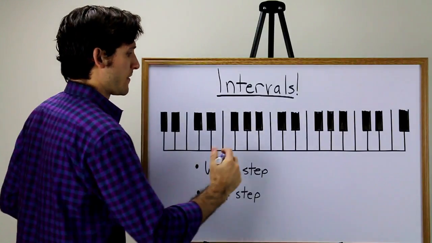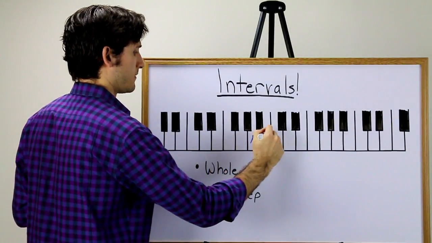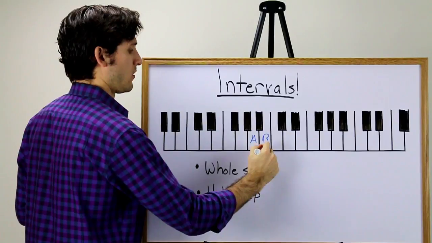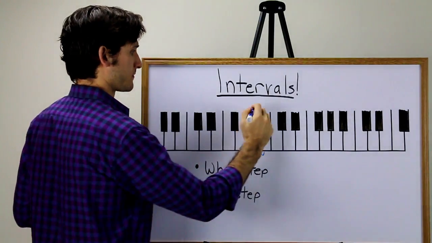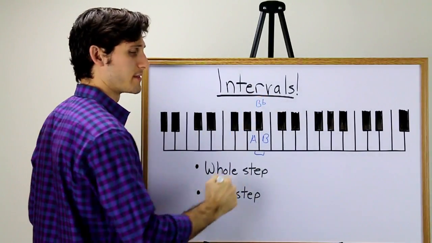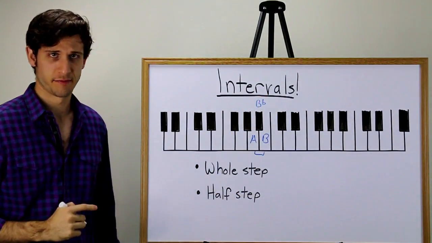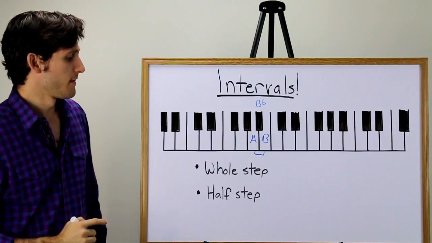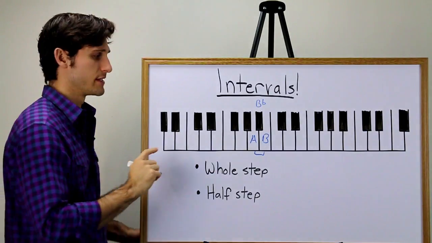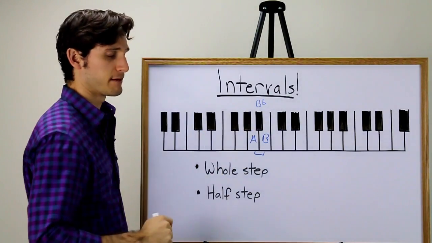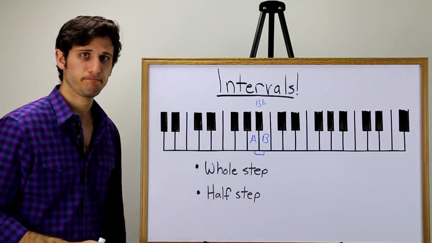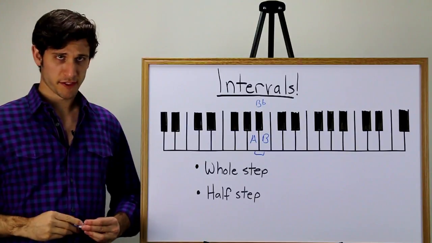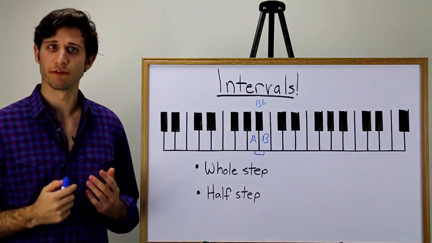The distance from A to B is called a whole step. Notice something very important about this. We skipped a note. B flat is between A and B. That's because a half step is the distance between A and B flat. It is also the distance between B flat and B. A half step is the smallest possible interval between two different notes.